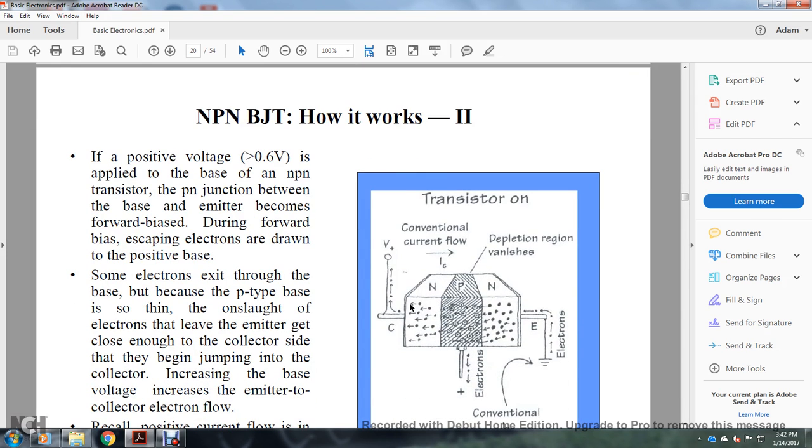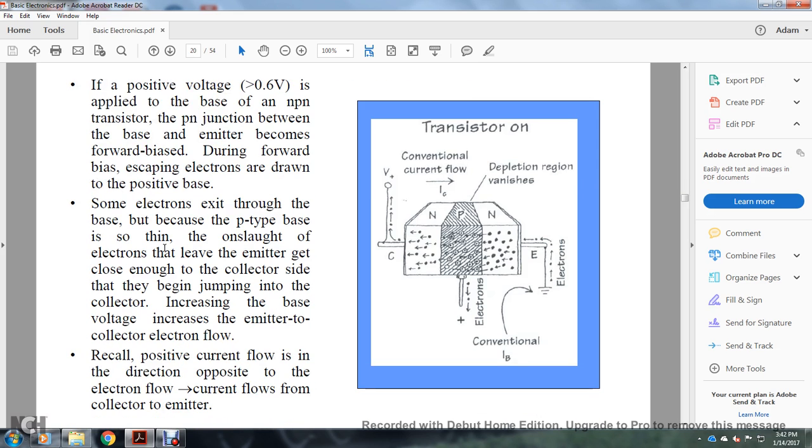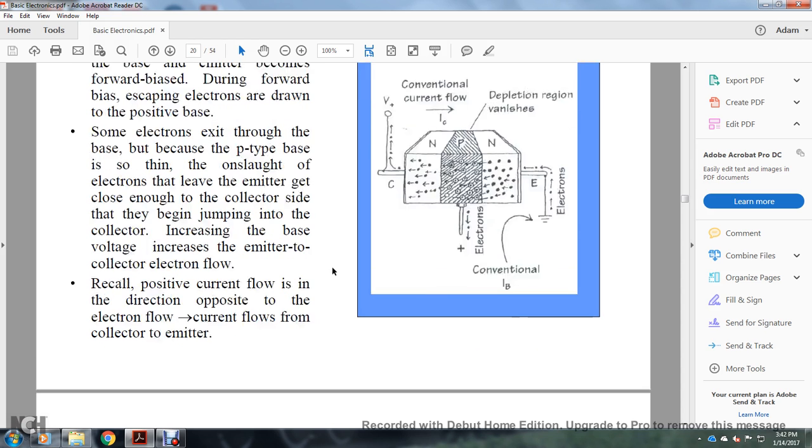How it works too: a positive voltage of less than 0.6 of a volt is applied to the base of the NPN transistor. The PN junction between the base and the emitter becomes forward biased. During the forward bias, escaping electrons are drawn to the positive base. Some electrons exit through the base because the P-type base is so thin that the onslaught of electrons leaves the emitter and gets far enough into the collector side that they begin jumping into the collector, increasing the base voltage and increasing the emitter to collector electron flow. Recall that positive current flow is the direction opposite to the electron flow. The current flows from the collector to the emitter. So the electrons go from the ground through the negative, positive, negative, and then through the voltage, which is the conventional current flow. The depletion region vanishes.